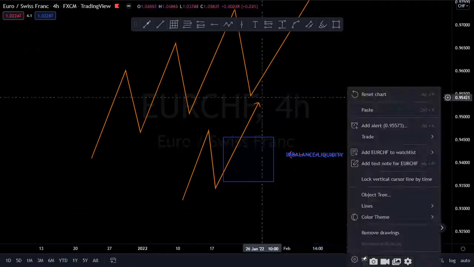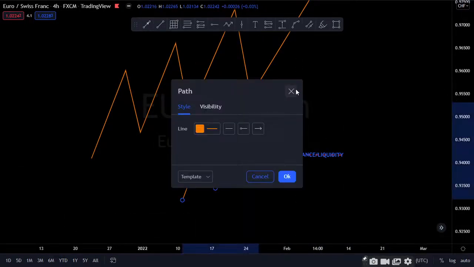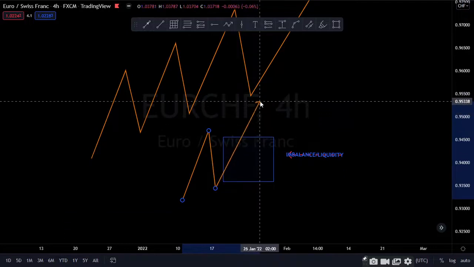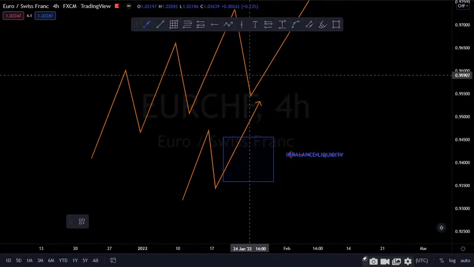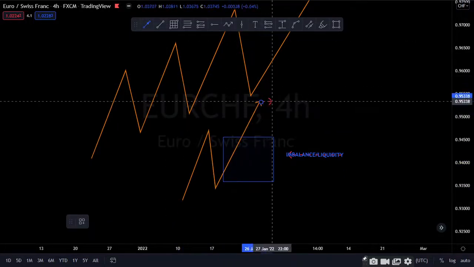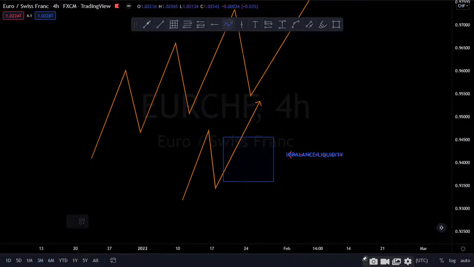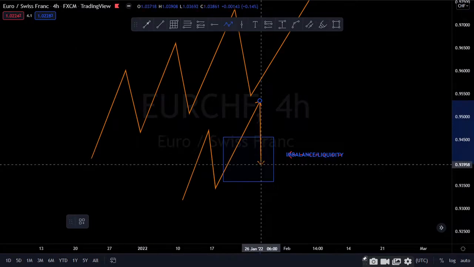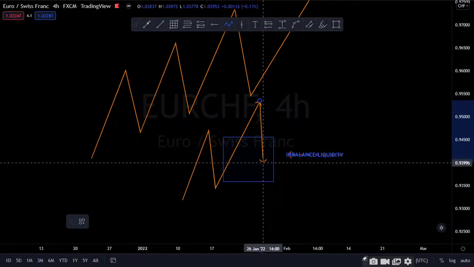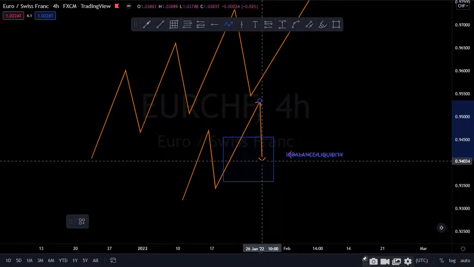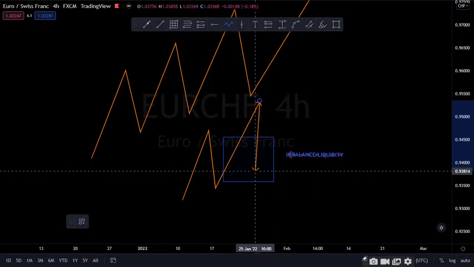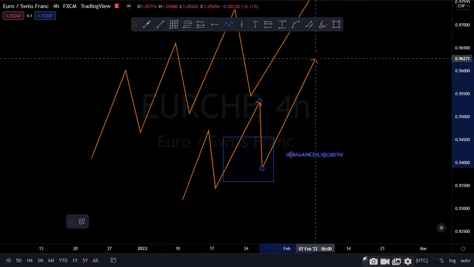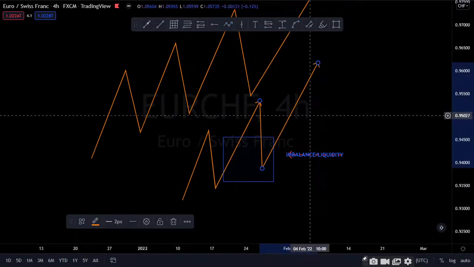So the market needs to come down to fill some of the imbalances or the liquidities, because it cannot leave the imbalance there and go. That is how the market is structured to be. So the market will come down to fill some of the imbalance, then proceed its trend.